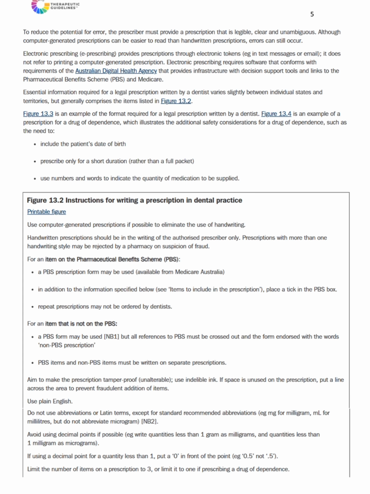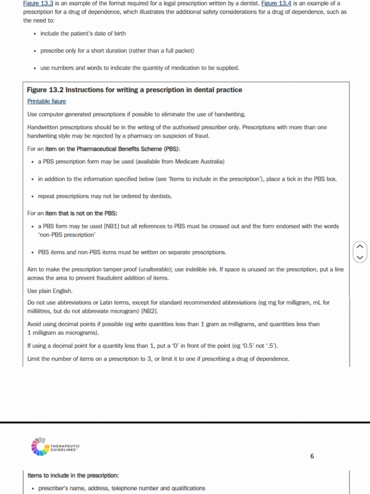For an item on the Pharmaceutical Benefit Scheme, a PBS prescription form may be used, available from Medicare Australia. In addition to the information specified below, place a tick in the PBS box. Repeat prescriptions may not be ordered by a dentist. Now that was for the printable and PBS one. For an item that is not on the PBS, a PBS form may be used, but all the references to PBS must be crossed out and the form endorsed with the words non-PBS prescription. We will see the figure down below, two different kinds of prescription pads, which include PBS and which include non-PBS. So a PBS item and a non-PBS item must be written on separate prescriptions.